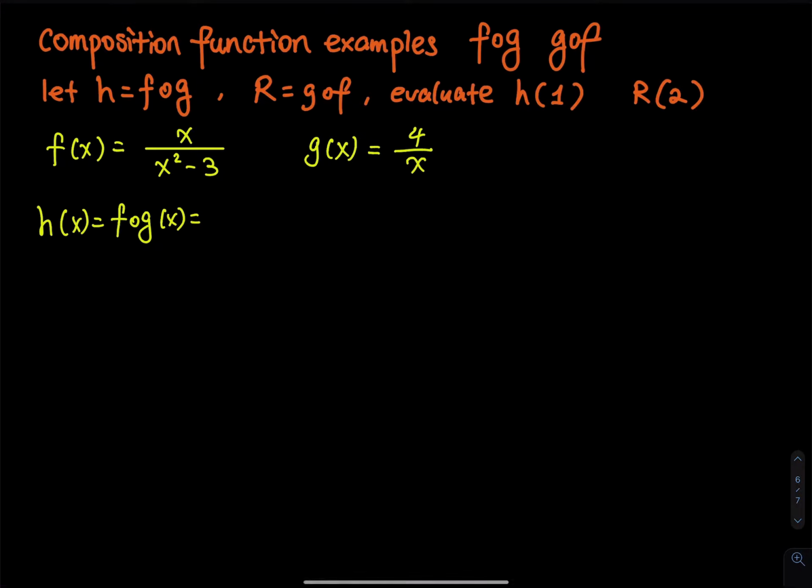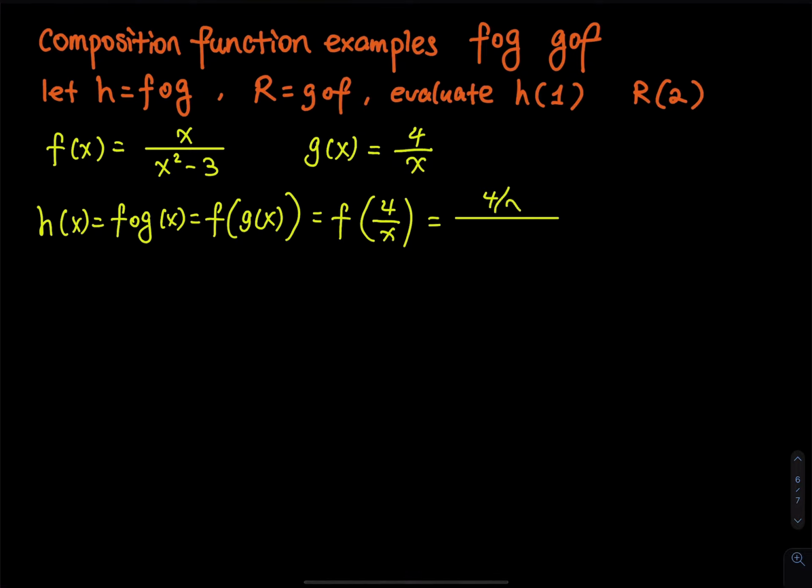So that is f of g of x, and then we place the body of g in the parentheses. So that is f of 4 divided by x. For function f, we have the independent variable on top, but now it is 4 divided by x. And then in the bottom, we have 4 divided by x, squared, minus 3.